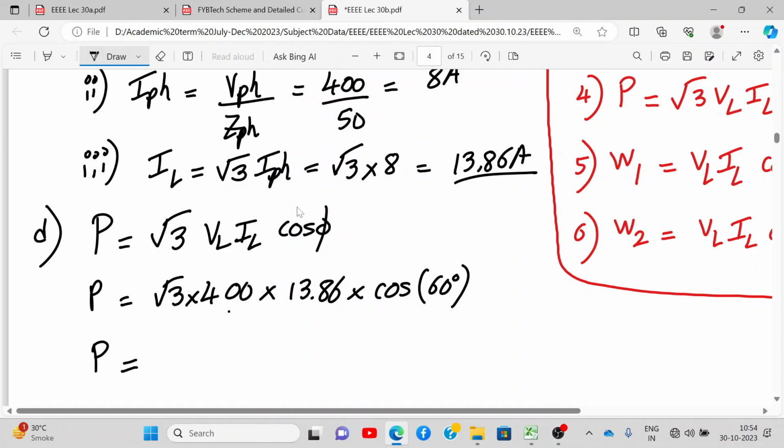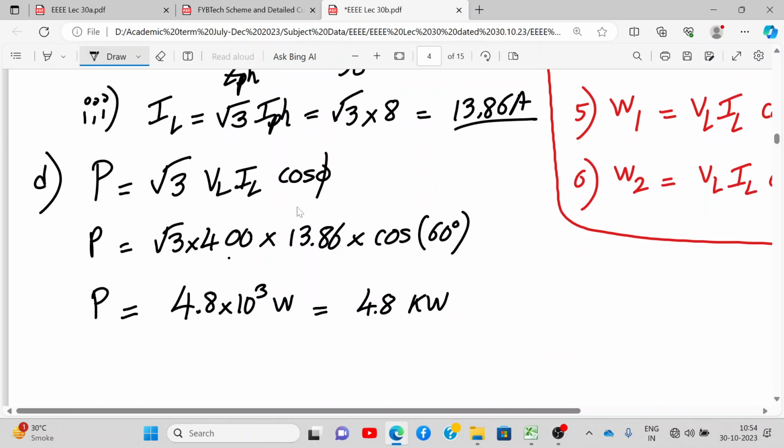Root 3 VL IL cos phi. How much is this? 4.8 into 10 raised to 3 watts, right? 4.8 kilowatts, is it? Are you getting these answers?